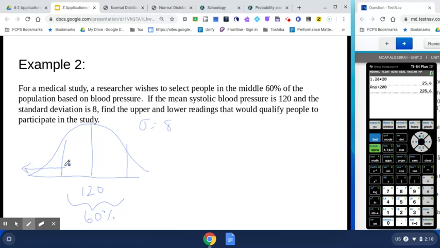But I can use it to find the area that would be to the left of this line. So let's split up that 60. 60% in the middle would be 30% on the left and 30% on the right.